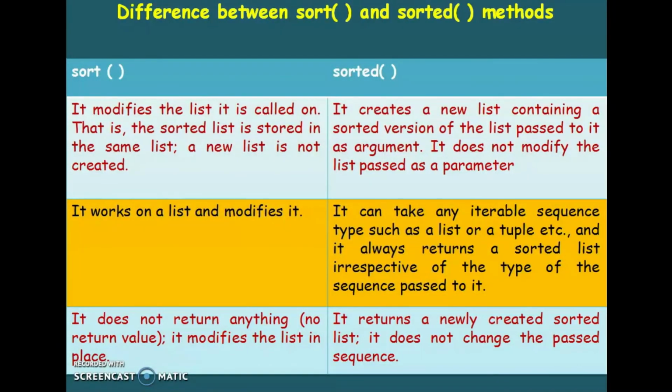Okay. Clear? Then the third one: the sort function does not return anything, no return value. It modifies the list in place. But the sorted function returns a newly created sorted list. It does not change the passed sequence. Okay. These are the differences between the sort function and the sorted function. Okay. Clear?